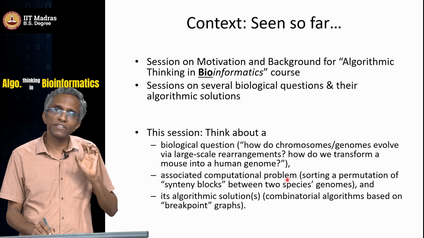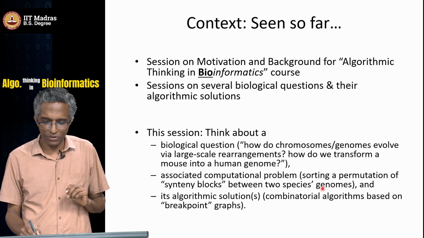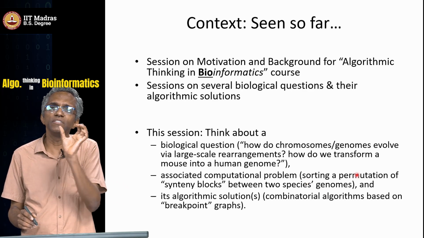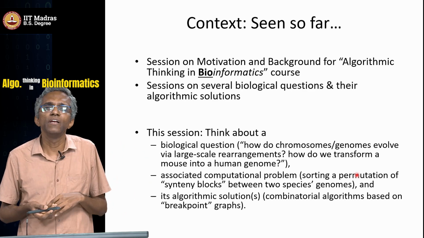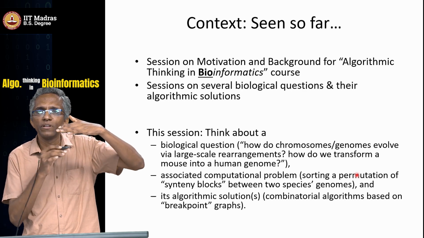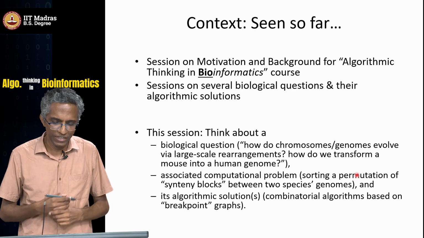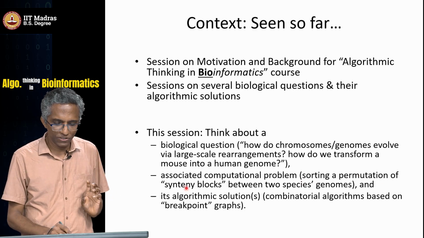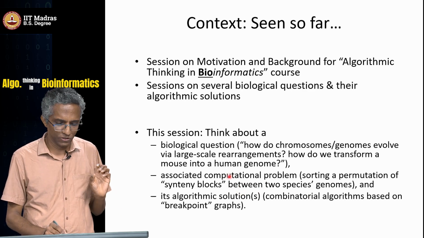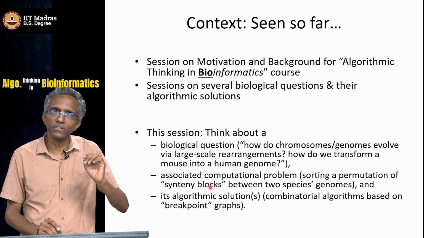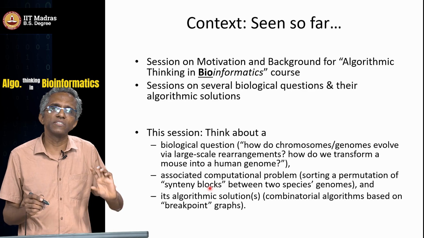If you look at the associated computational problem, we can map this rearrangement problem to a certain kind of puzzle. We have a permutation or ordering of certain genes in one species, and the same genes are in a different order in another species. So, you are sorting one permutation, which is an ordering of genes, to get it into another permutation, which is another ordering of genes in another species. So, the computational problem is sorting a permutation of gene orders between two species genomes. Sometimes I also call this ordering of genes synteny blocks. We will get into the details a bit later. For now you can just assume that synteny blocks are just the ordering of genes.